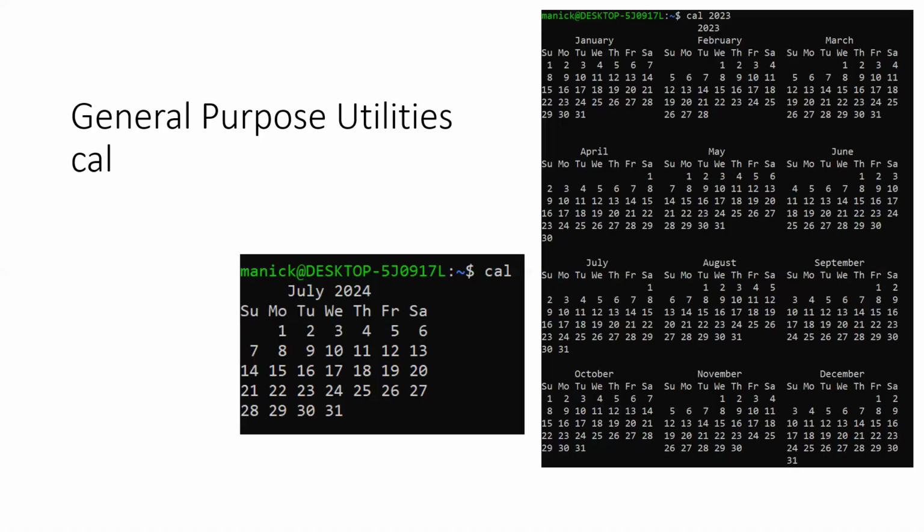And you can also provide a year to see the entire calendar for that year, like cal space some year you can define. It is useful for scheduling and checking dates quickly without leaving the terminal. So this is about the command cal.